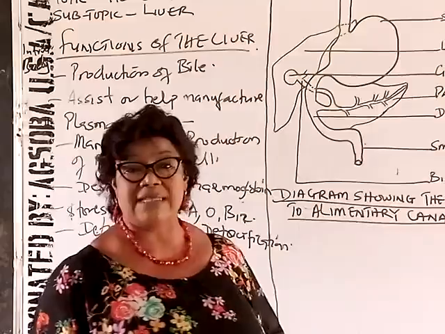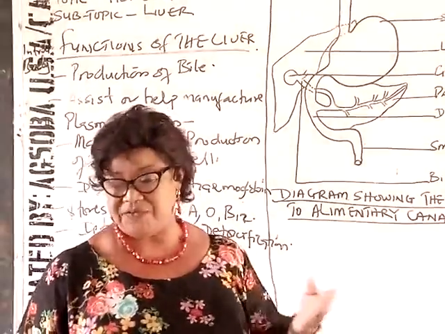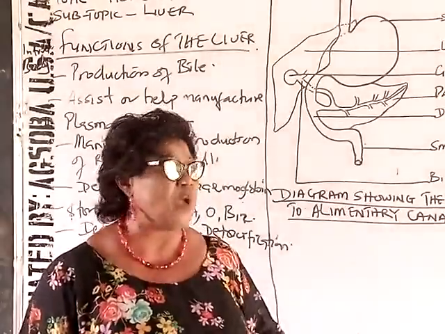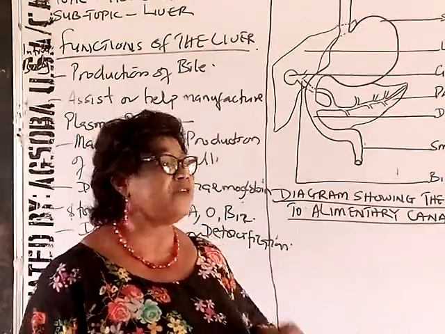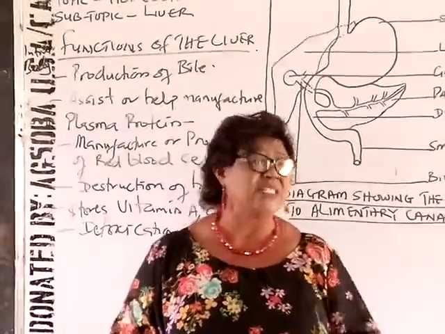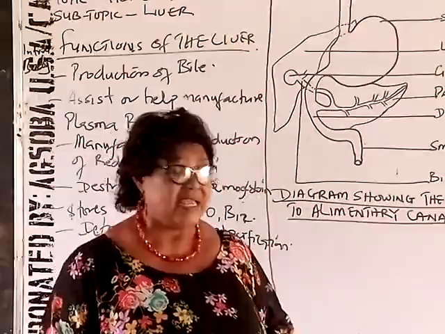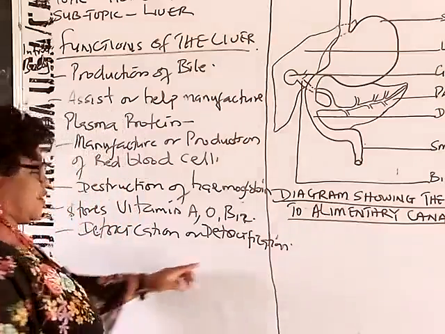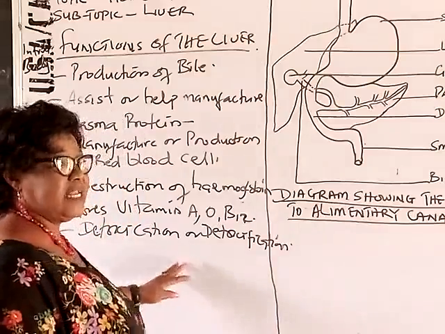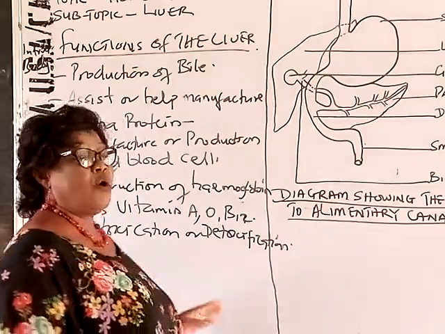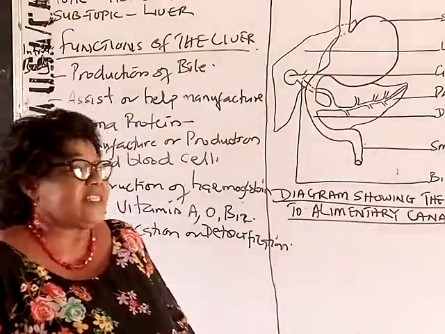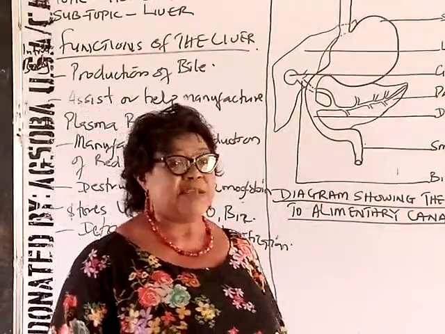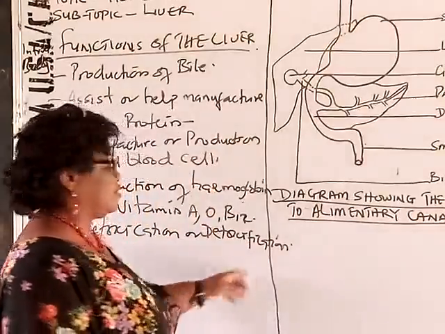Most times when I said define the following term, detoxification, it is a process whereby the liver converts harmful substances or foreign bodies in the body into harmless substance. That process is what we call detoxification. So that is what the liver does. The liver breaks down or destroys toxic or harmful substances into harmless ones. The process involved is what we call detoxification.